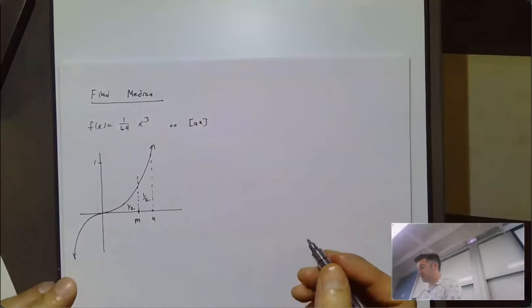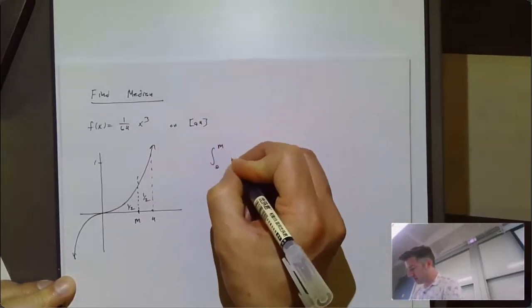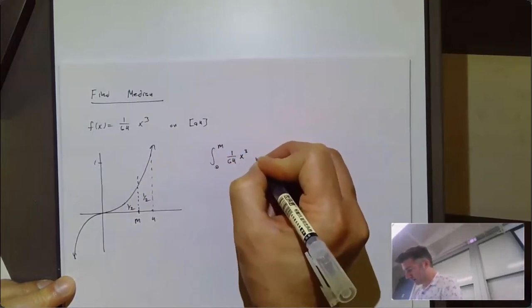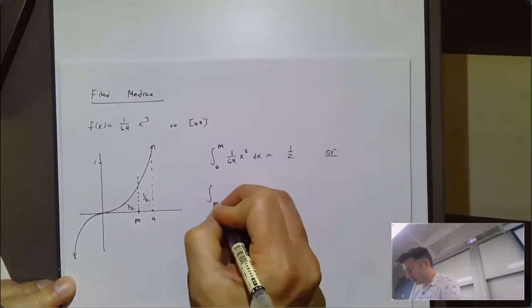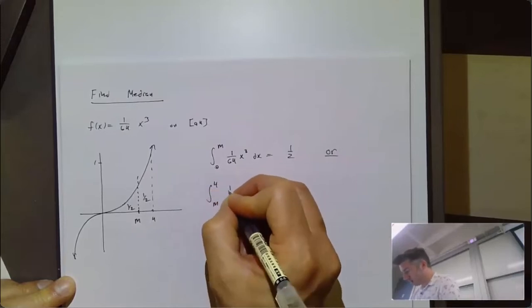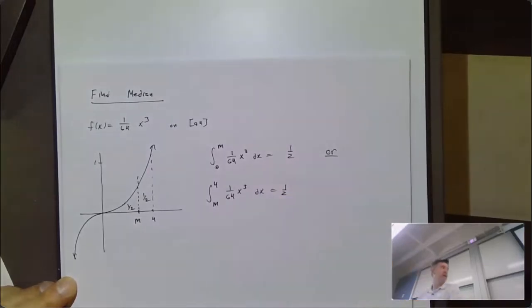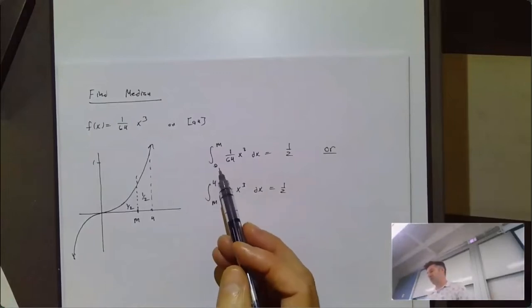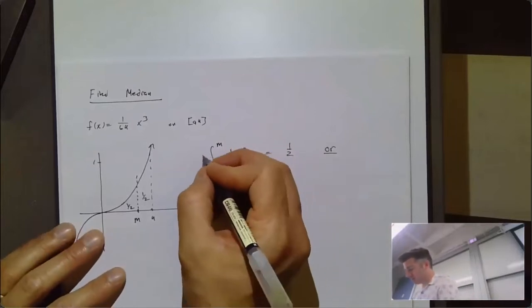You can either set this up as the integral from 0 to m of your PDF equals 1/2, or you can set it up as the integral from m to, in this case, 4 of your PDF equals 1/2. And the idea here is really just use whichever one seems like it's going to have the easier limit of integration. In this case, I would definitely pick the first one because plugging in 0 is going to typically be easier than plugging in 4. So let's use this one.